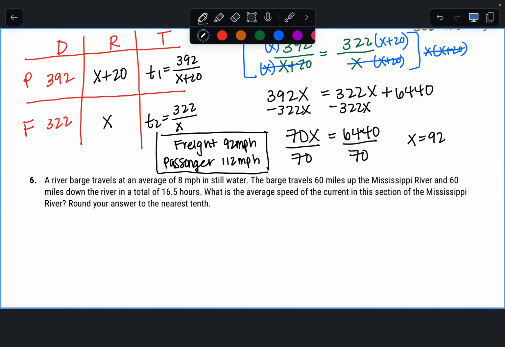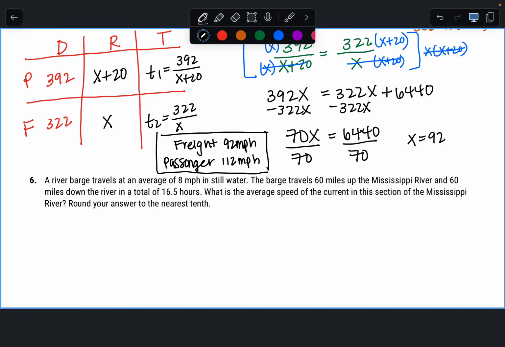Okay, last one is going to kind of switch things up slightly. It's not going to be like completely something different. A river barge is traveling, it's like a boat, down a river in still water at 8 miles per hour. So that means its speed with nothing else happening is just 8 miles per hour. That is the speed of the barge. The barge travels 60 miles up the Mississippi River and 60 miles down the Mississippi River in a total of 16.5 hours. What is the average speed of the current in this section of the Mississippi River?